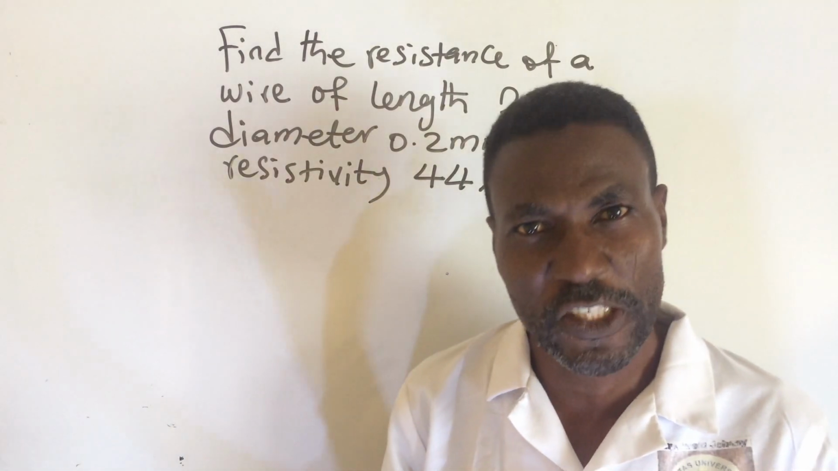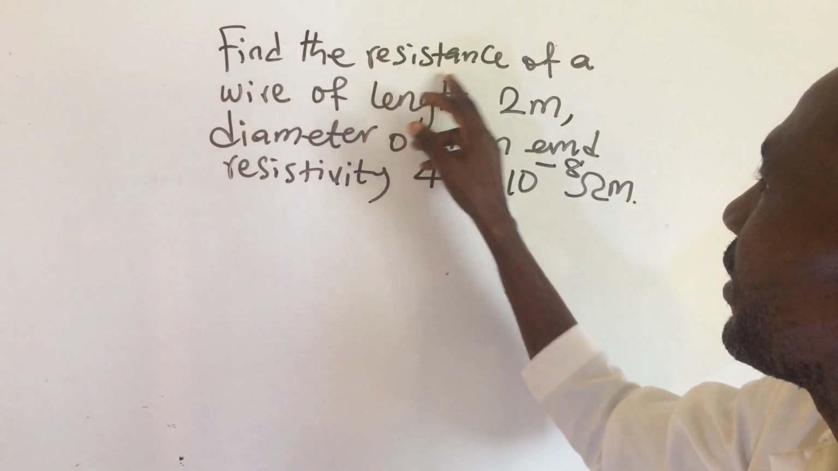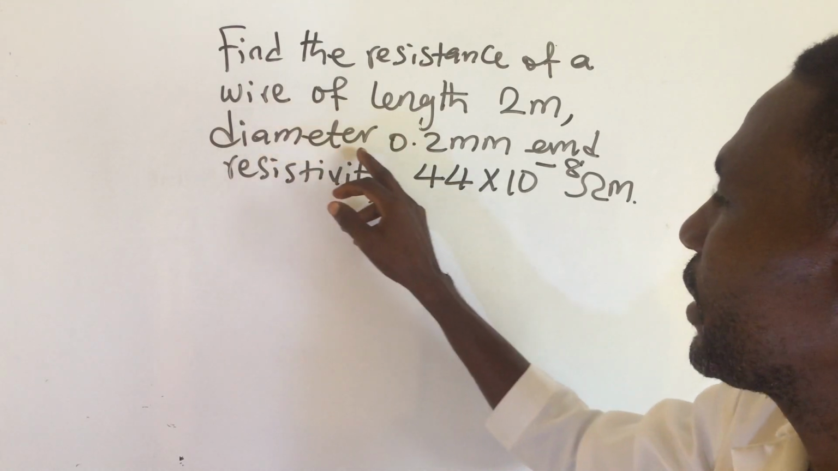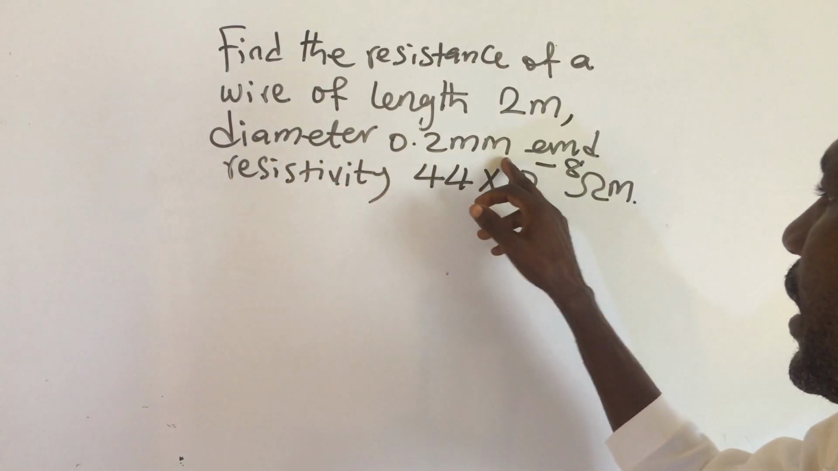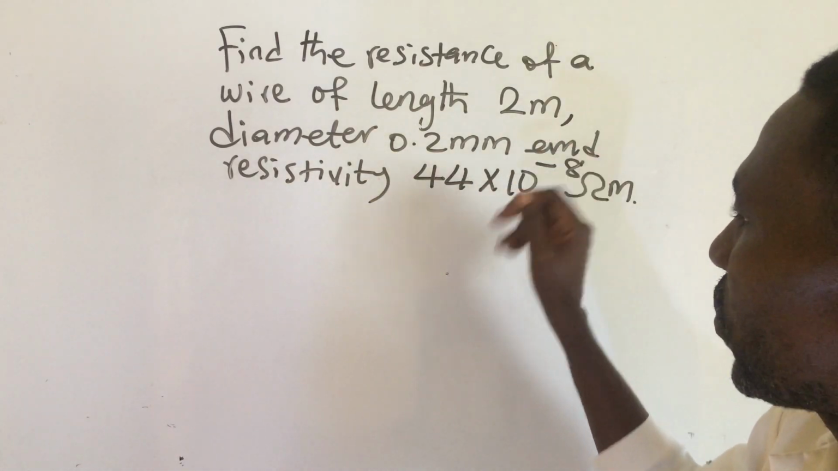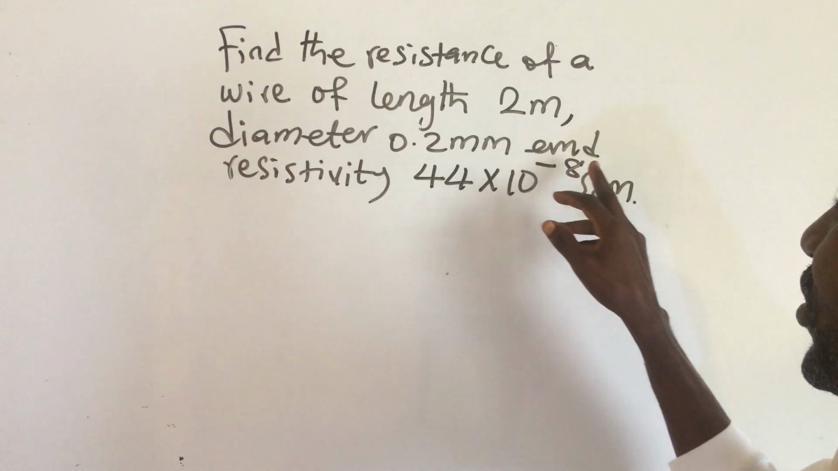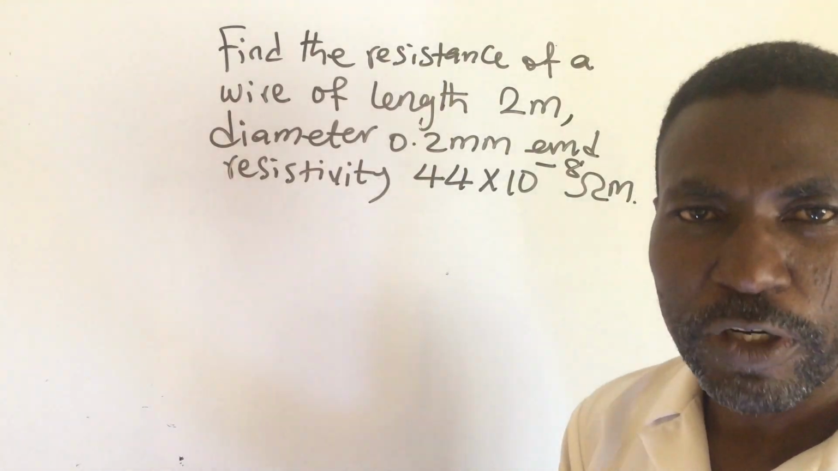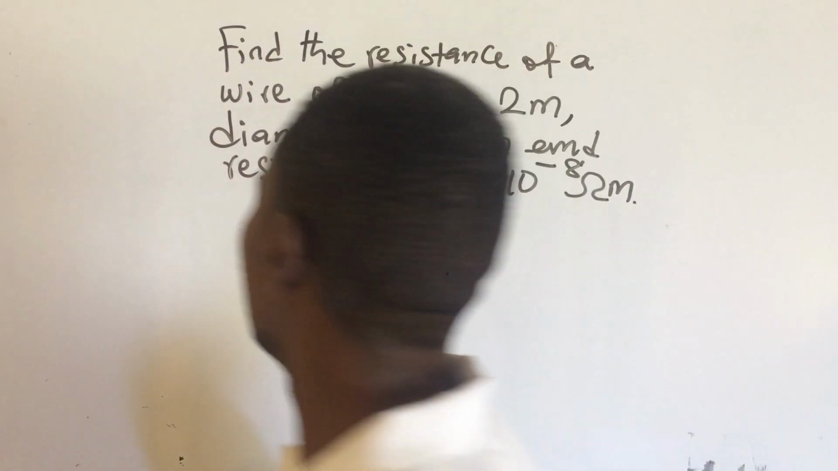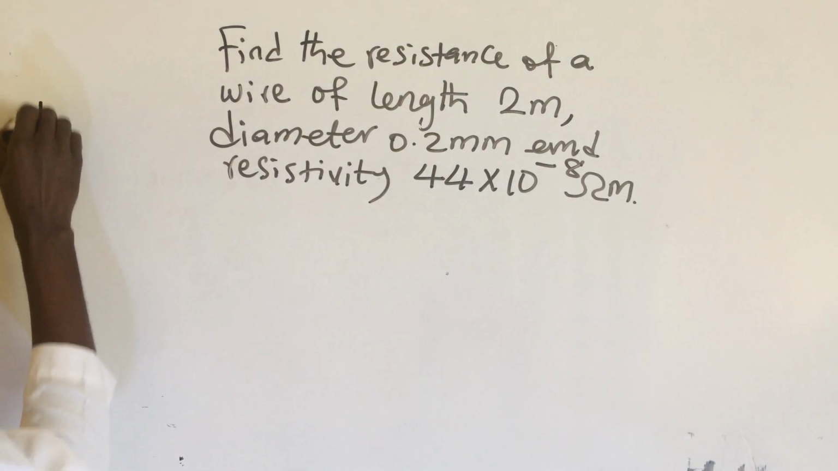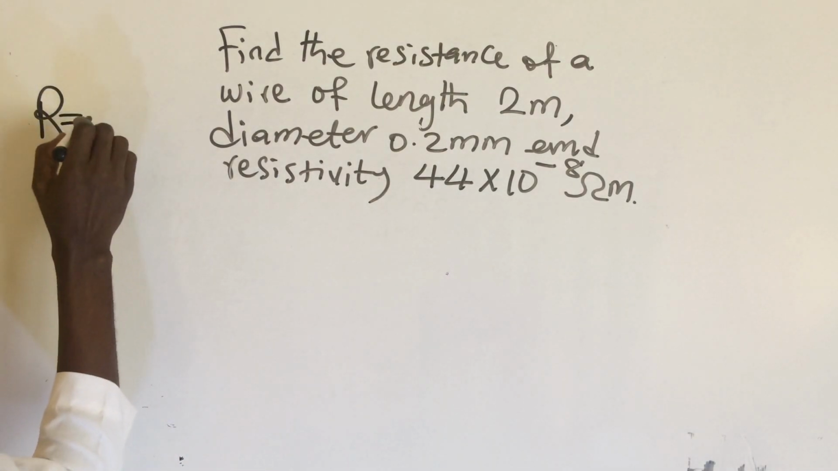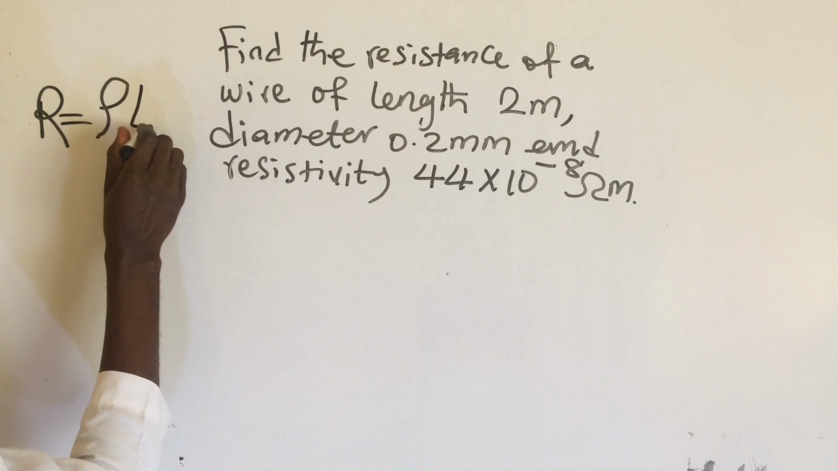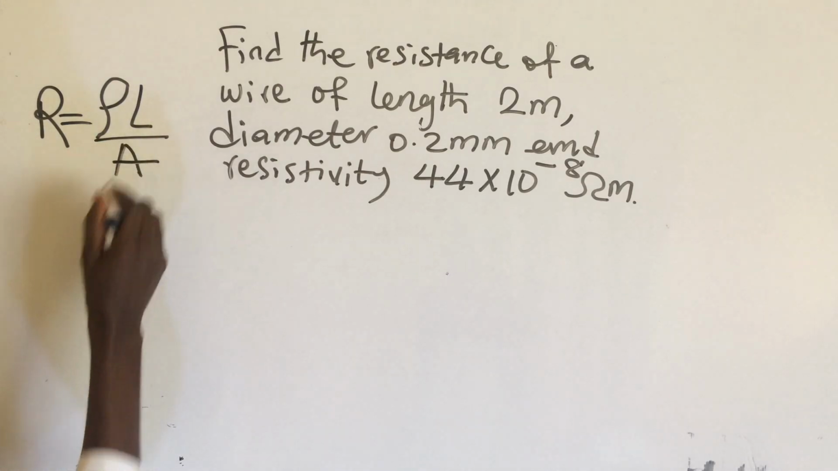This one will be the first, okay? The question says, find the resistance of a wire of length 2 meter, diameter of the wire is 0.2 millimeter, and the resistivity of that wire is 44 times 10 raised to the power minus 8 ohm meter. Now what is the formula for it? The resistance of a conducting wire is equal to the resistivity of the wire times the length of the wire, all over the cross-sectional area of the wire.